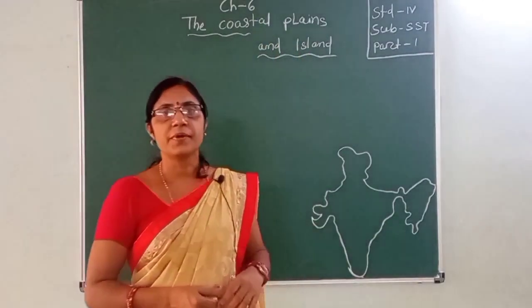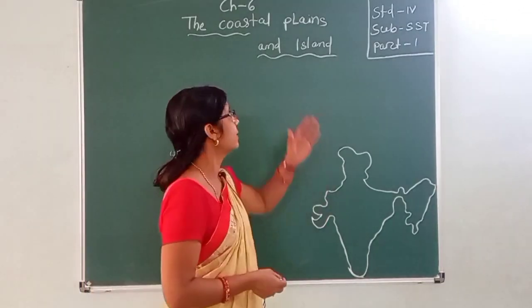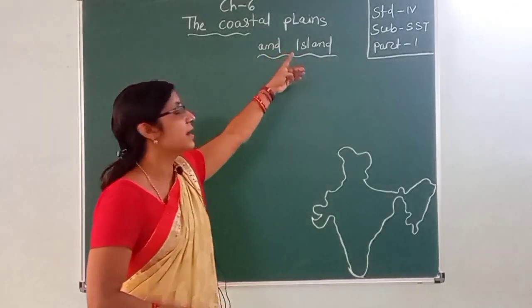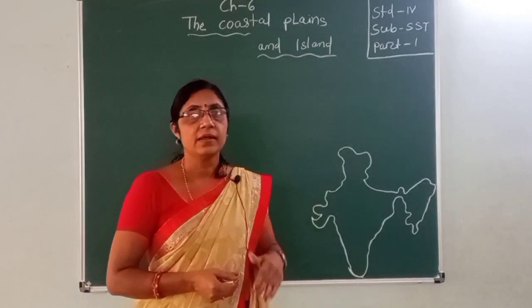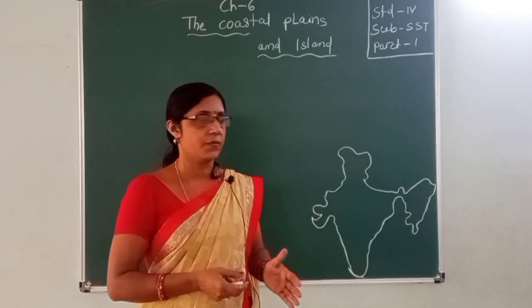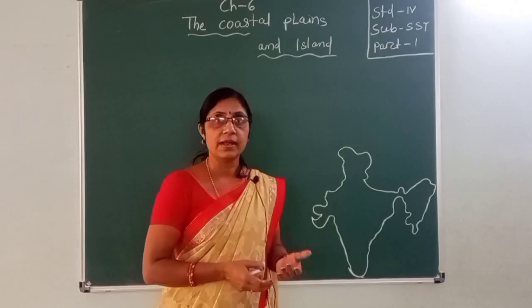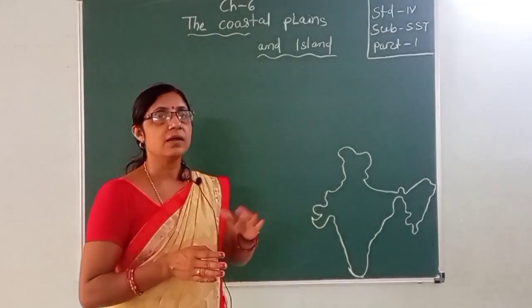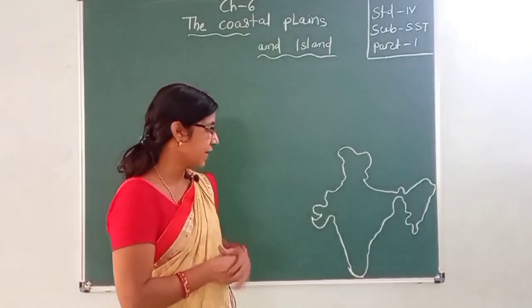So before starting the subject, we have to know the meaning of the words coastal plains and island. Coastal plains means the plains or the land that lies along the coast. An island is a piece of land surrounded by water on all sides. So look at the map.